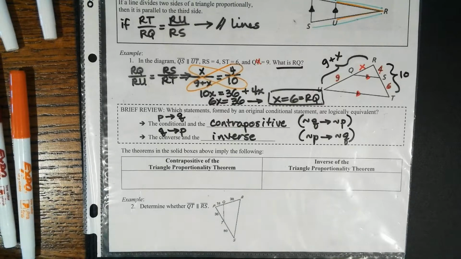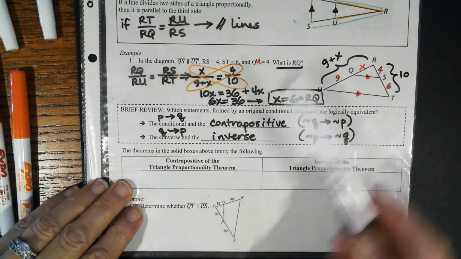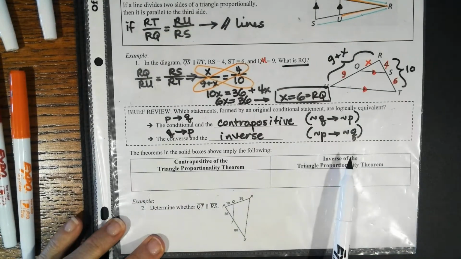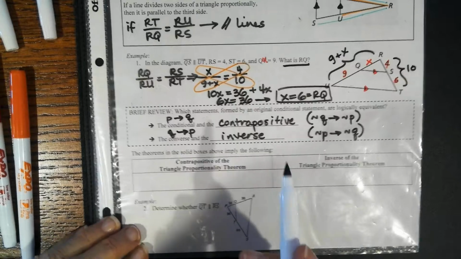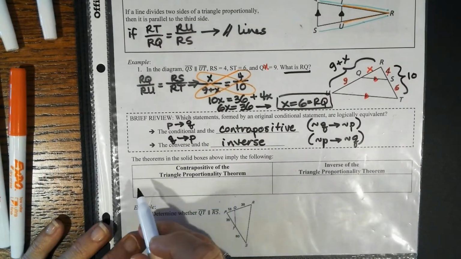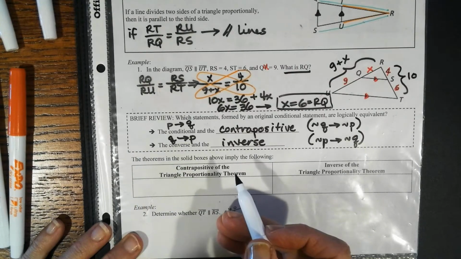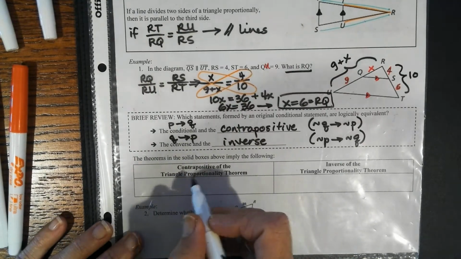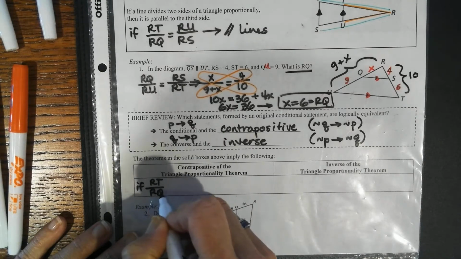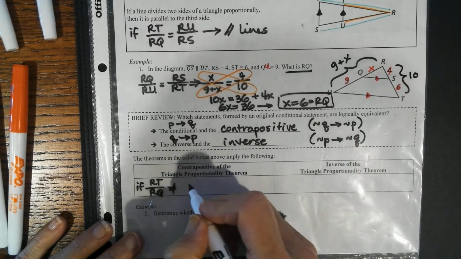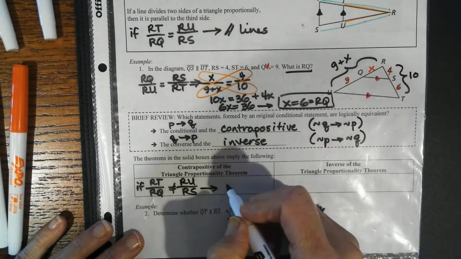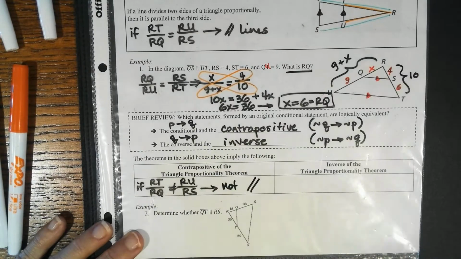And you'll see why we're doing this, because the theorems up here, you can say what the contrapositive and the inverse is as well. You just have to write it a little differently. So the triangle proportionality theorem says if you have parallel lines, then you get the proportion. So what the contrapositive says is if you don't have this proportion, okay, if you don't have the proportion, then you don't have parallel.